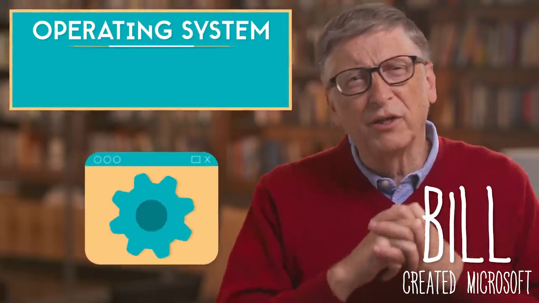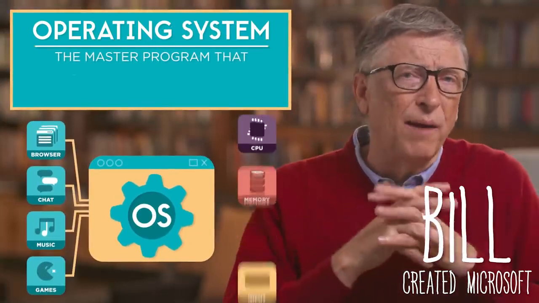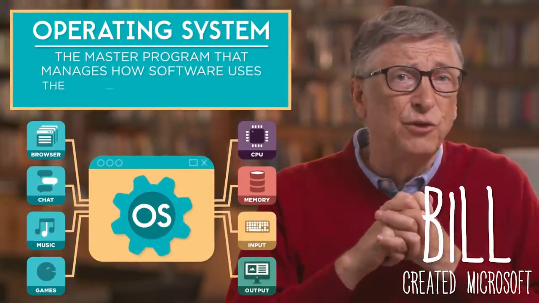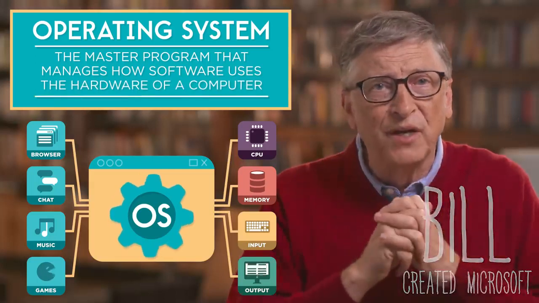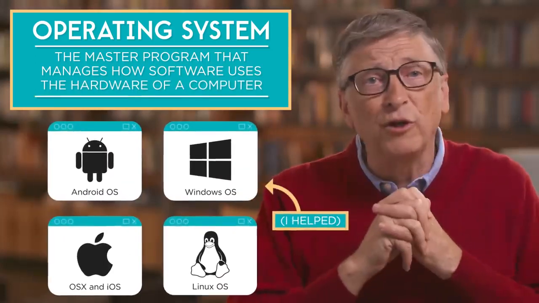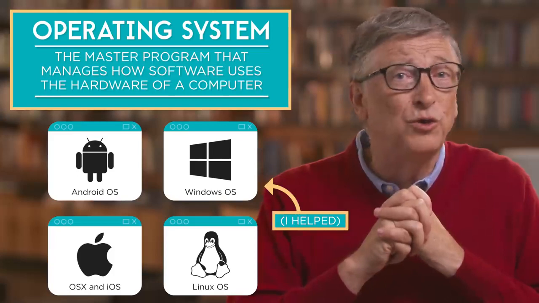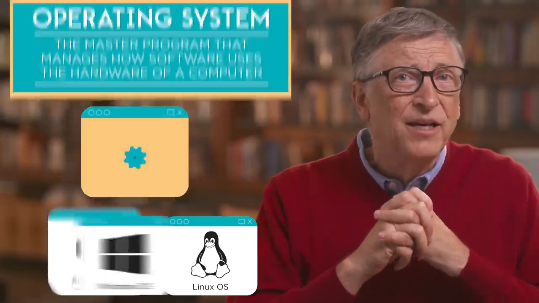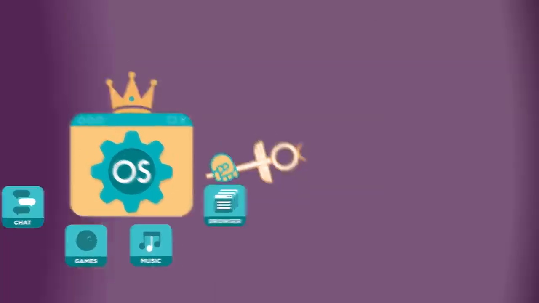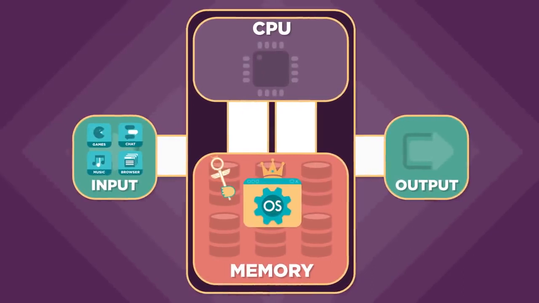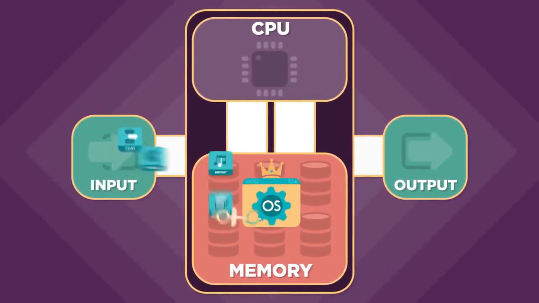The operating system of the computer is the master program that manages how software gets to use the hardware of the computer. For example, I helped create the Windows operating system that runs on most personal computers. The operating system is a program with special abilities that let it control the other software on the computer. It lets you install new programs by loading them into your computer's memory.